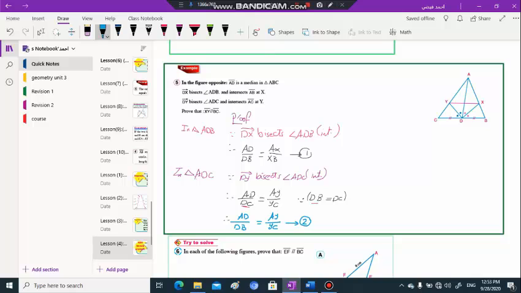And from 1 and 2 we have AD over DB as a common ratio. Therefore, AX over XB equals AY over YC. So XY is parallel to BC.